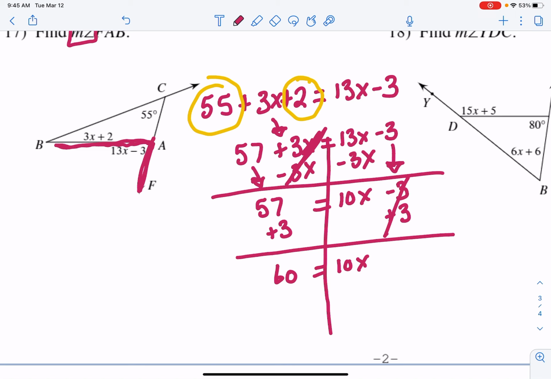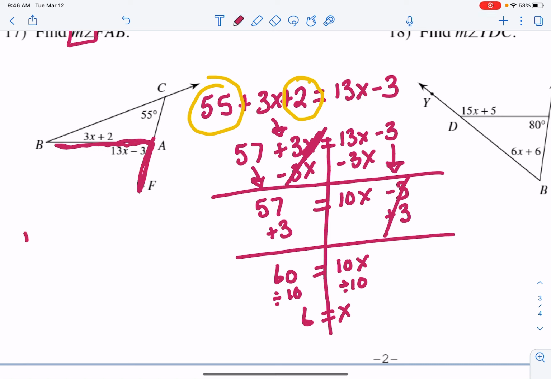All right, final step is either multiply or divide. Since it says 10 times a number gives us 60, let's divide both sides by 10, and we get x equals 6. Now, unlike the problem we did earlier, we're not quite done yet because it didn't ask for the value of x. It asked us for the value of the angle. And we know that this angle is 13x minus 3.